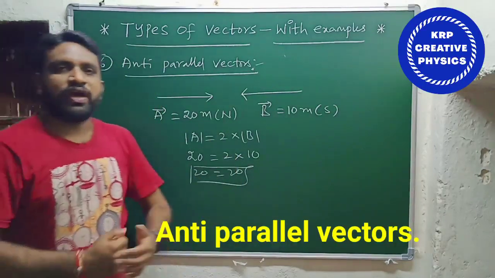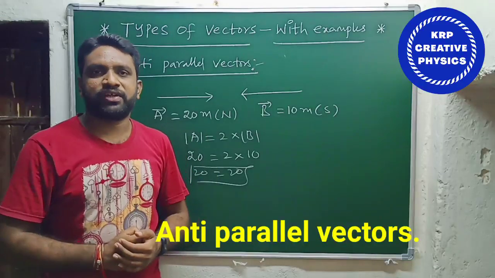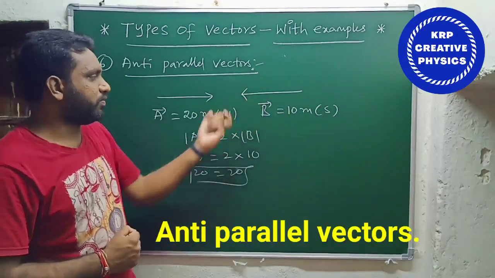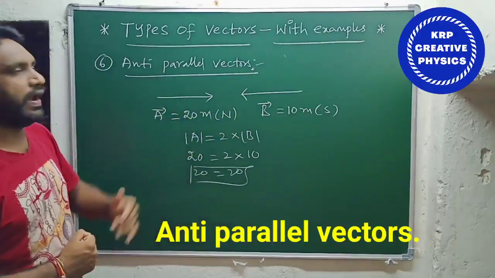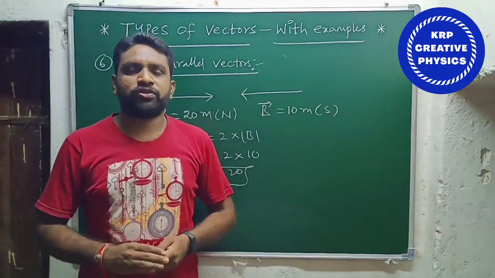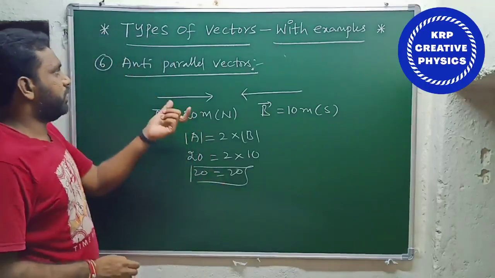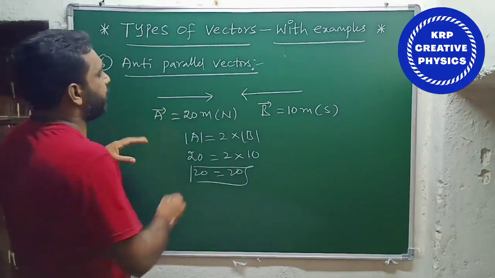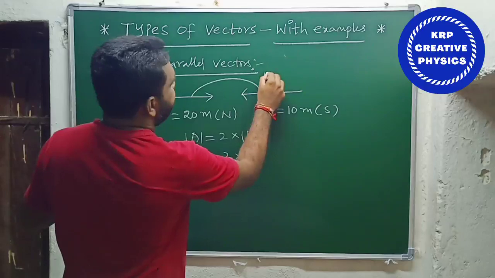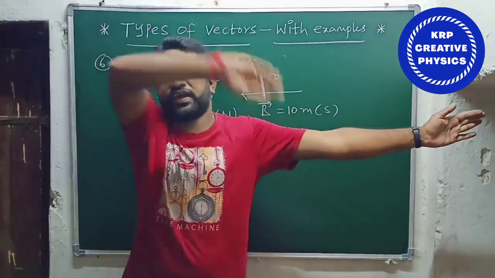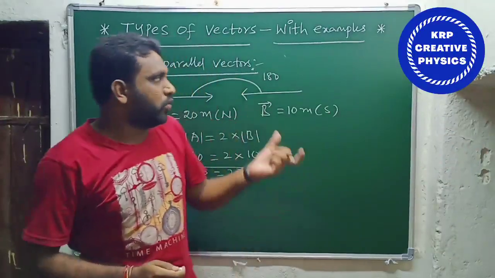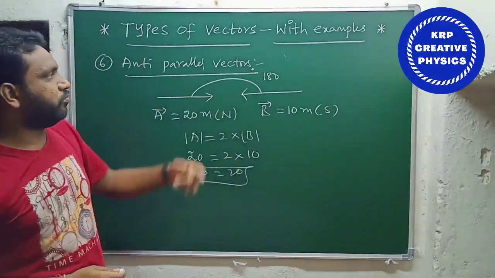They should be in opposite directions, and one vector should be a scalar multiple of the other vector. Then these two vectors A and B are said to be anti-parallel vectors. Okay students, one more thing you should remember: the angle between two anti-parallel vectors is always 180 degrees. This one is in this direction, and this one is in this direction. What is the angle here? 180 degrees. So always the angle between anti-parallel vectors should be 180 degrees.